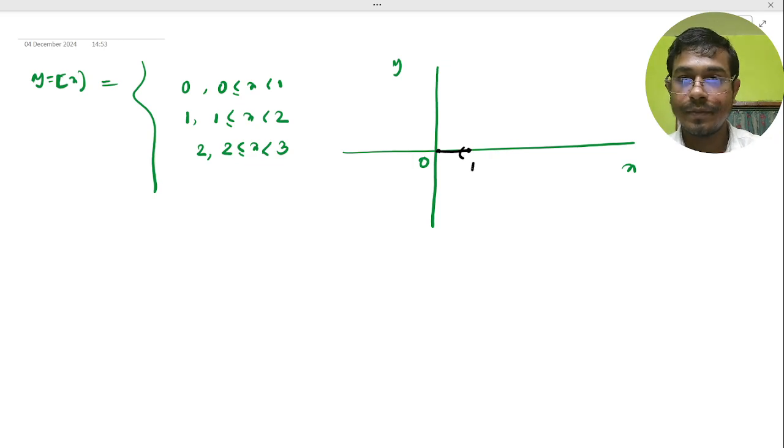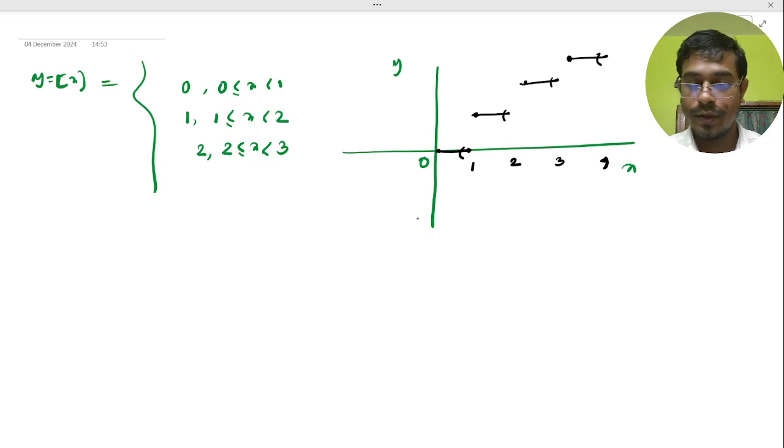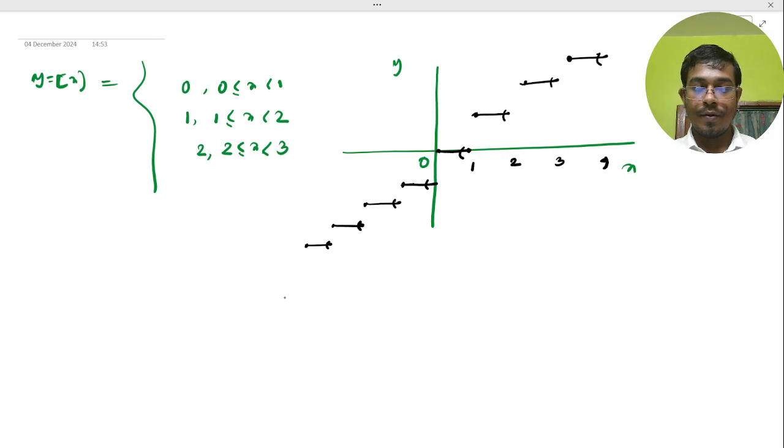This one is 1, this one, 1, 2, 3, 4, similar symmetric like that. This one, this one, this one, this one. This is the box x.